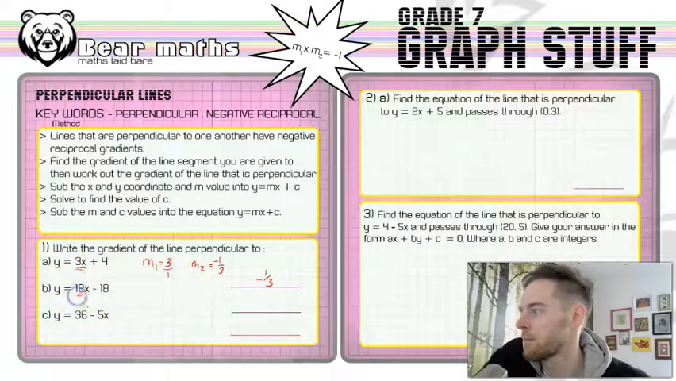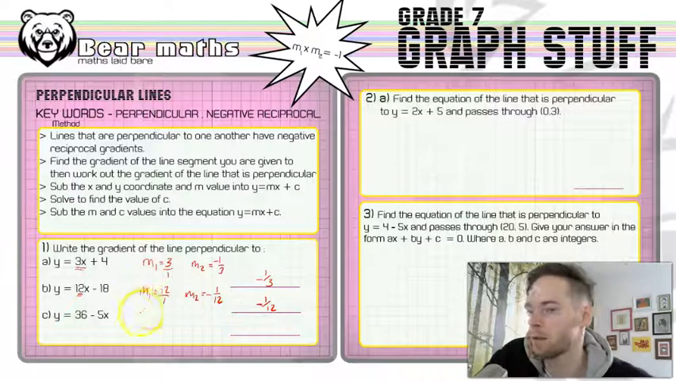The second question, B, you've got 12 in front of the x. So m1 is equal to 12 over 1, so m2 is equal to -1/12. You get the idea. Relatively simple: make it negative, flip the numbers in the fraction around.